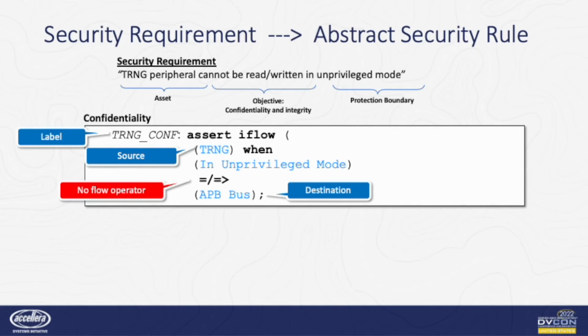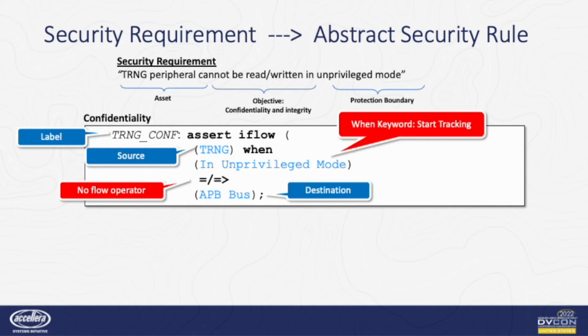The no-flow operator says that information from the source should not be read on the APB bus which travels to the ARM core. And the keyword when is where we start tracking this information, which is in unprivileged mode. Hence, the confidentiality rule now reads as: information from the TRNG when the system is in unprivileged mode should not flow to the APB bus where the ARM core can read it.